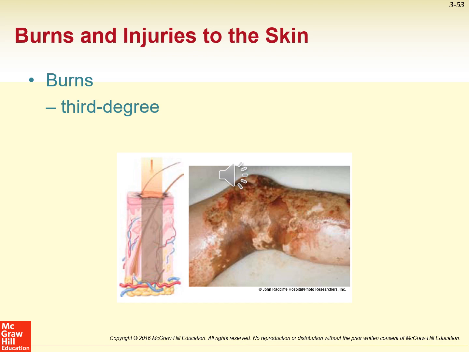Use figure 3.26c here, and you're going to see a third-degree burn. What layers are affected in a third-degree burn? That's going to be the epidermis, the dermis, and now the subcutaneous tissue. Third-degree burns are known as full-thickness burns. They require medical attention and require skin grafting.